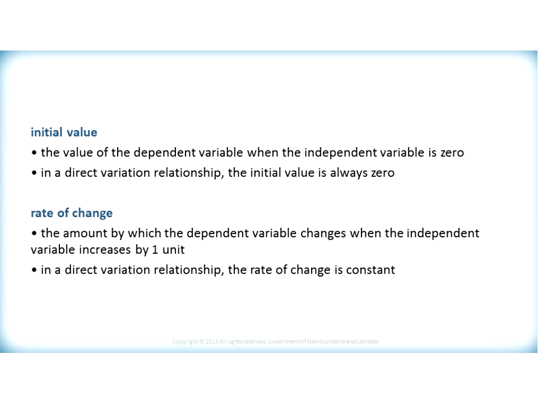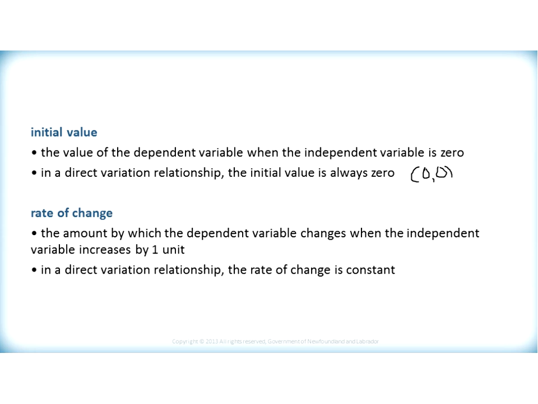Our initial value is the value of the dependent variable, which we graph vertically, when the independent variable, which we graph horizontally, is 0. So in a direct variation relationship, the initial value is always 0. So that means that we're at the same point all the time in direct variation. We start at the point 0, 0. Okay, so we always start at the point 0, 0, which is called the origin.